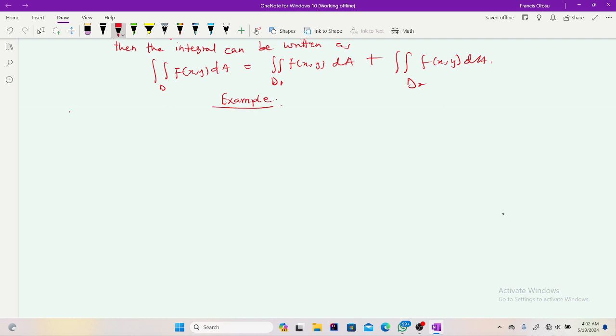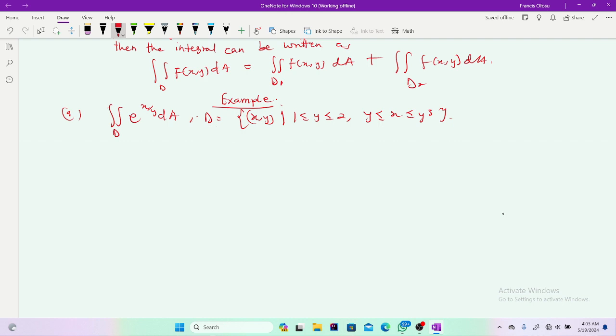So we have to evaluate the following double integral. The integral over the region D of e to the power x over y dA, where D is the set of (x, y) with 1 ≤ y ≤ 2 and y ≤ x ≤ y cubed.